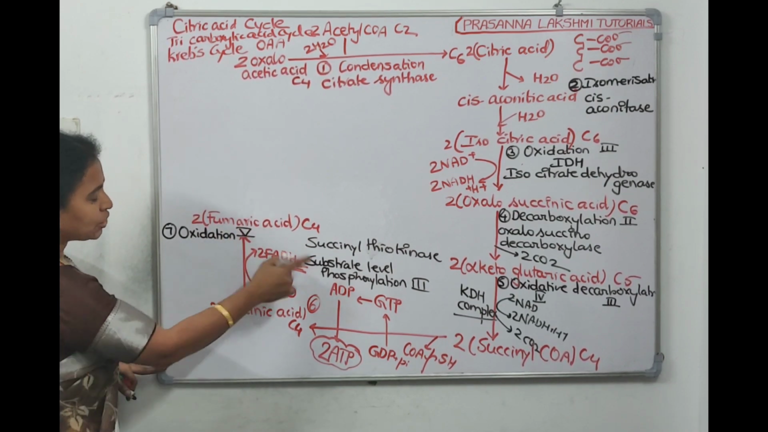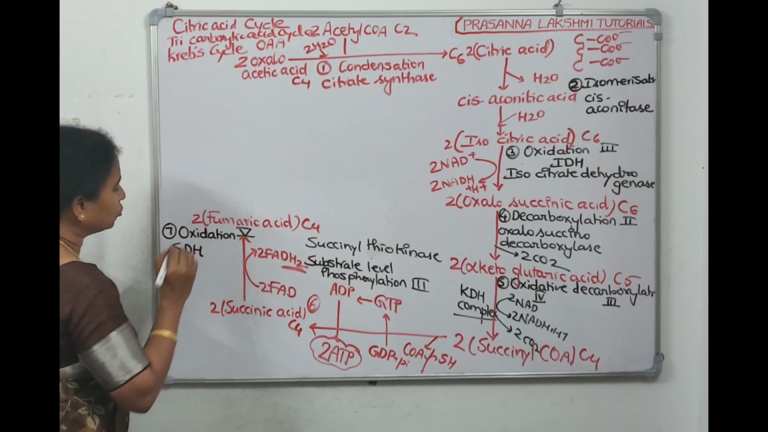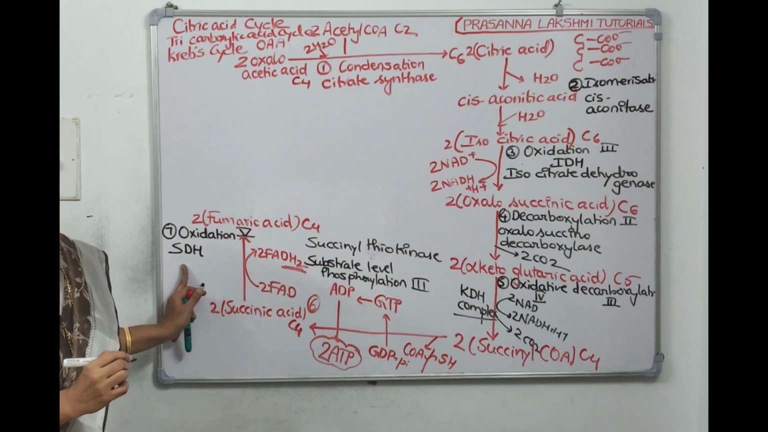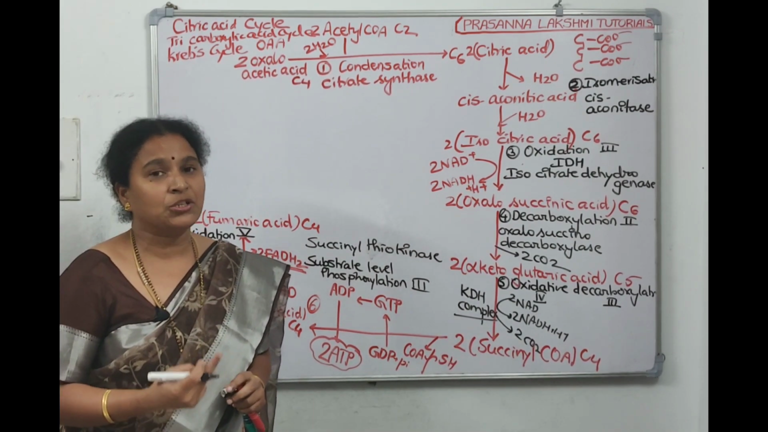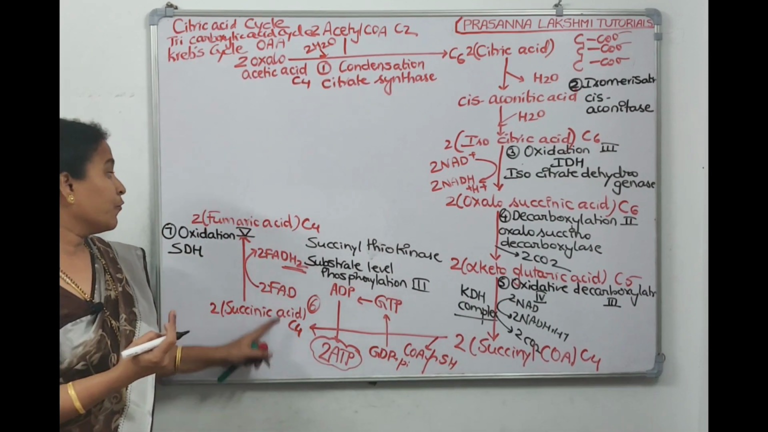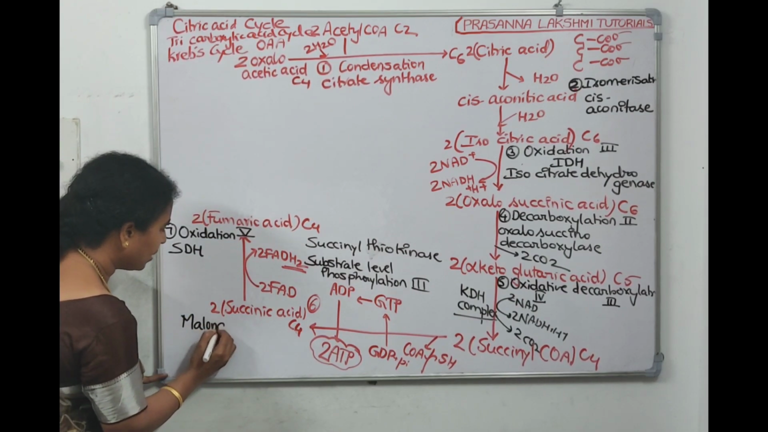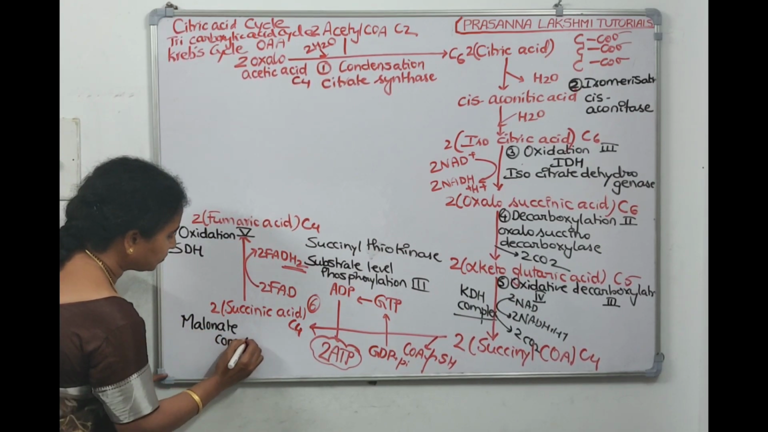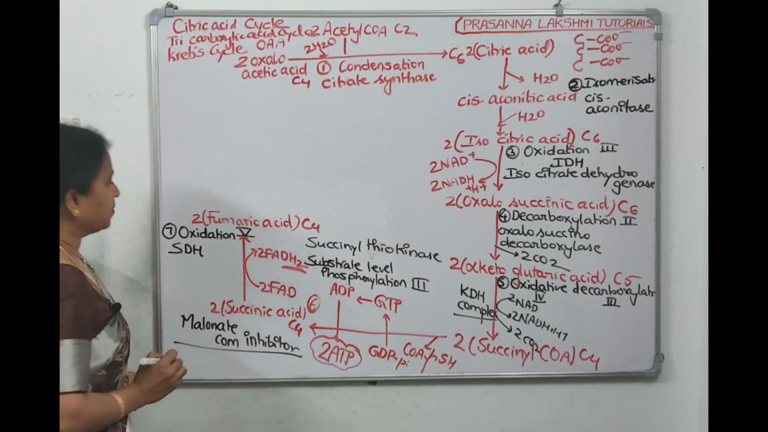Enzyme, wherever H2s are made, SDH. So succinate dehydrogenase is an enzyme. We studied this in competitive inhibition in the biomolecules chapter. Succinic acid is a substrate, fumaric acid is a product, malonate is a competitive inhibitor.